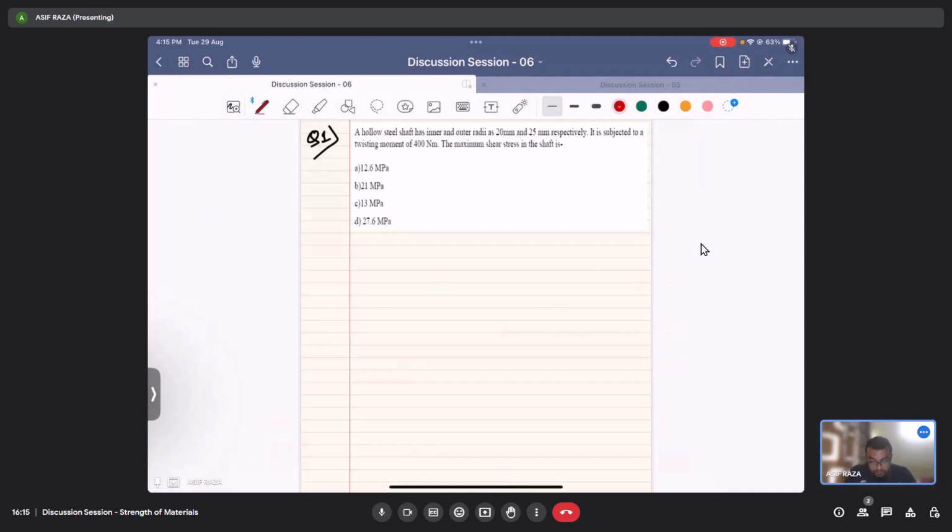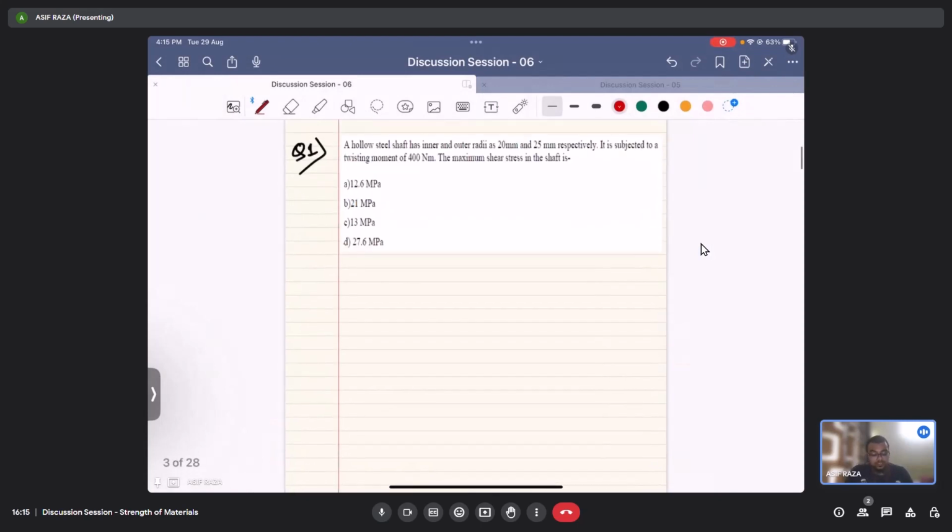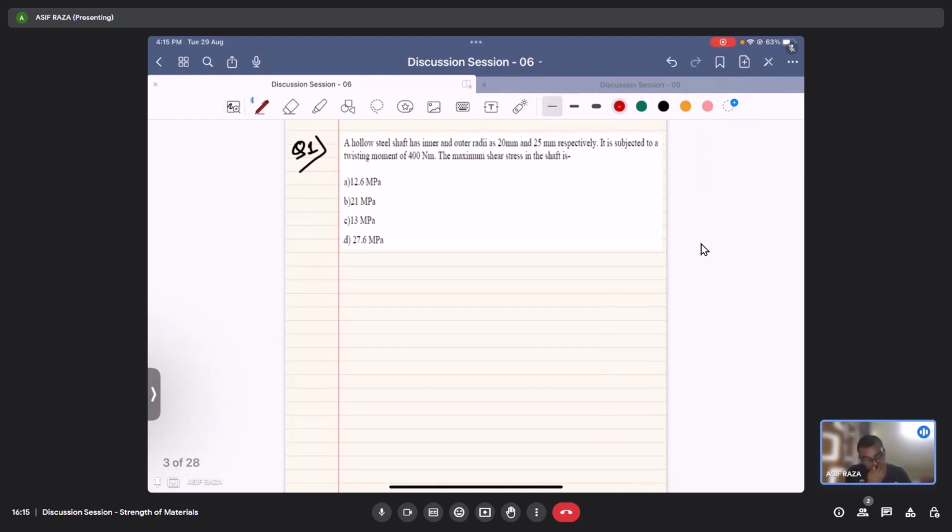So the question is, a hollow steel shaft has inner and outer radii as 20 mm and 25 mm respectively. It is subjected to a twisting moment of 400 Newton meter. The maximum shear stress in the shaft is. So first thing, we'll note down what all things have been given.